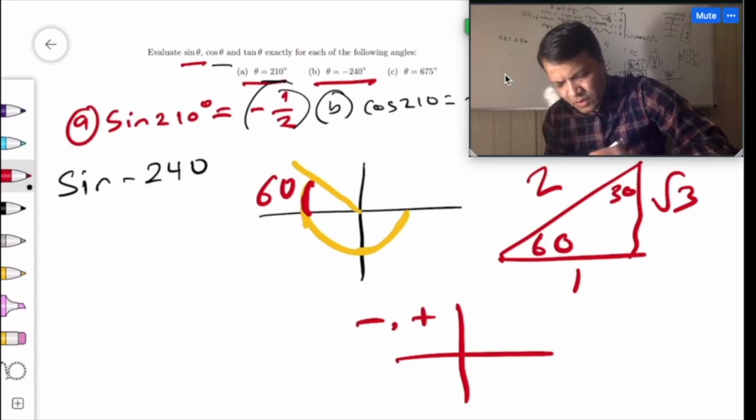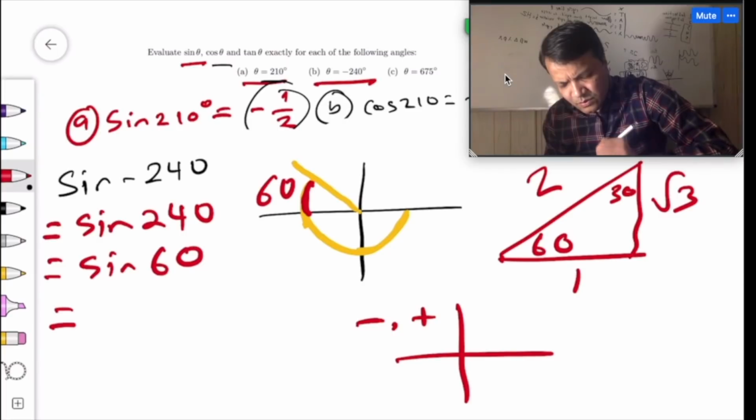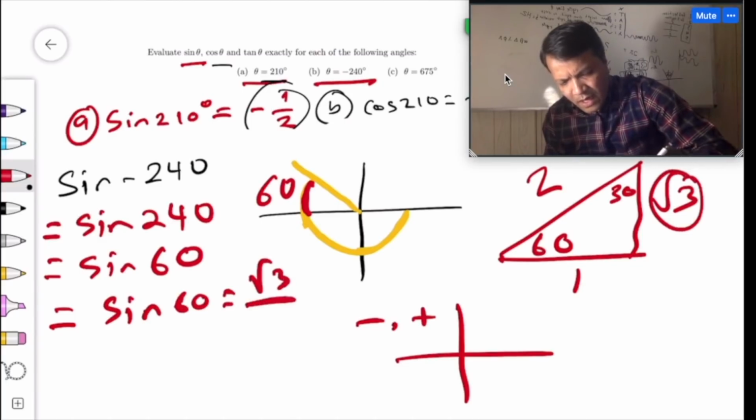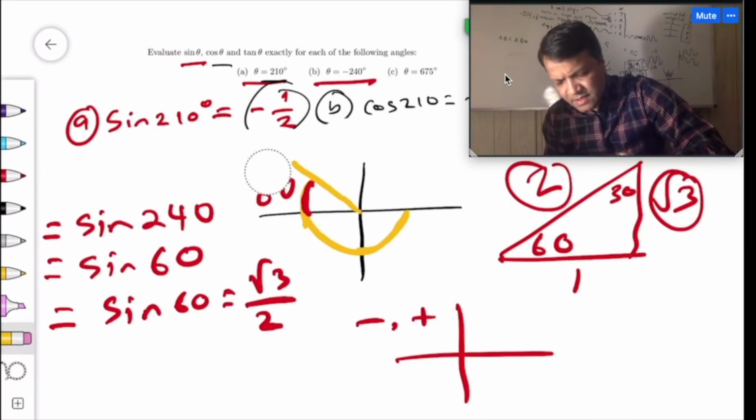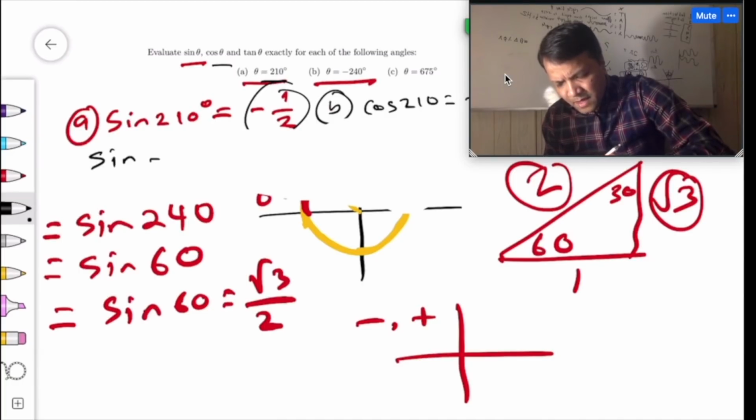Okay, so then sine negative 240 is equal to sine 240, which is equal to sine 60. Sine 60 is equal to y over r. So what is y? Y is root 3, r is 2. So that's our answer: sine negative 240 is equal to square root of 3 over 2.